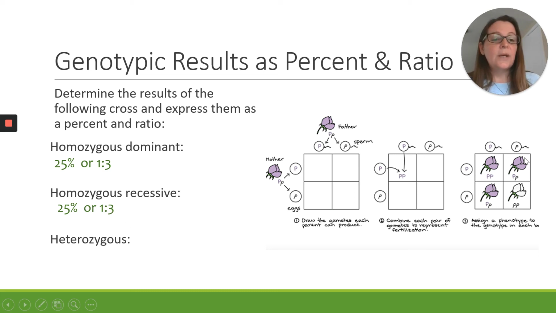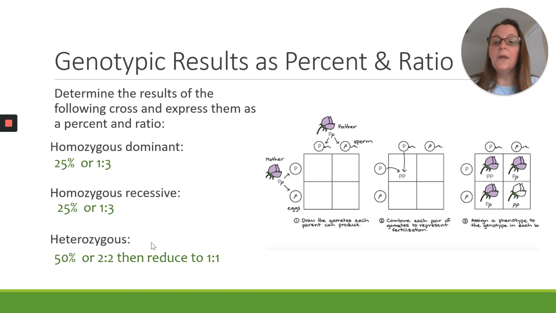So then we go to heterozygous. There are 2 individuals here that have the opportunity to be heterozygous, so that makes it a 50% chance that the offspring will be heterozygous. The ratio for that is 2-to-2 because there are 2 that are heterozygous and 2 that are not. Always reduce these if you can. So we're going to reduce that to a 1-to-1 ratio: for every heterozygous individual that you have, there's one that is likely to not be heterozygous. All right.